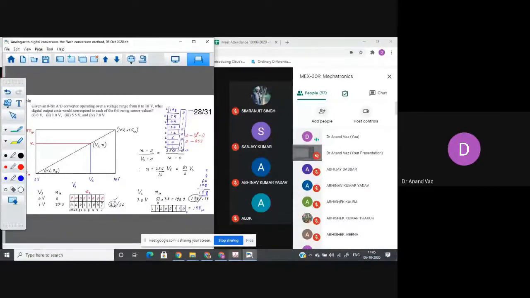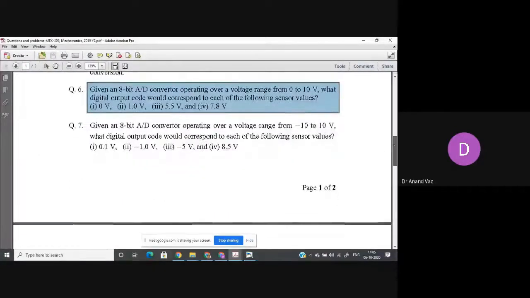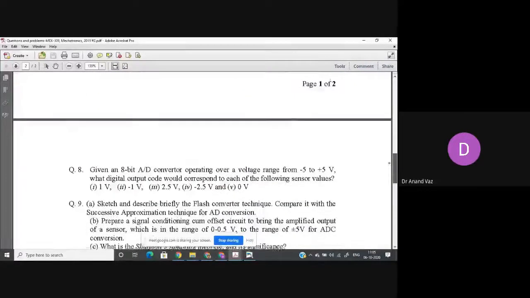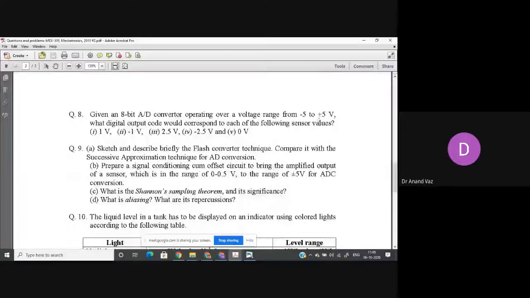Let us take another example. I have got some of your assignment questions here before me. You can try them out. I'll be giving this assignment sheet to you. Of course, there are times when we can also make the ranges bipolar, like -5 to +5, and you have to work it out.